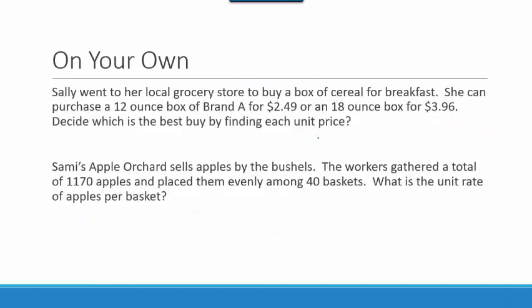So I want you to pause the video for a minute and try these, and then we'll move on. So the first one, we're going to take the price divided by the amount for the first box, so $2.49 divided by 12, which would be approximately 21 cents per ounce.